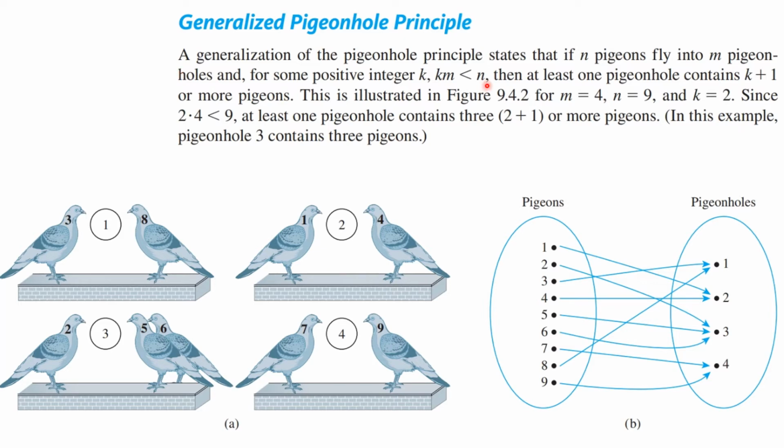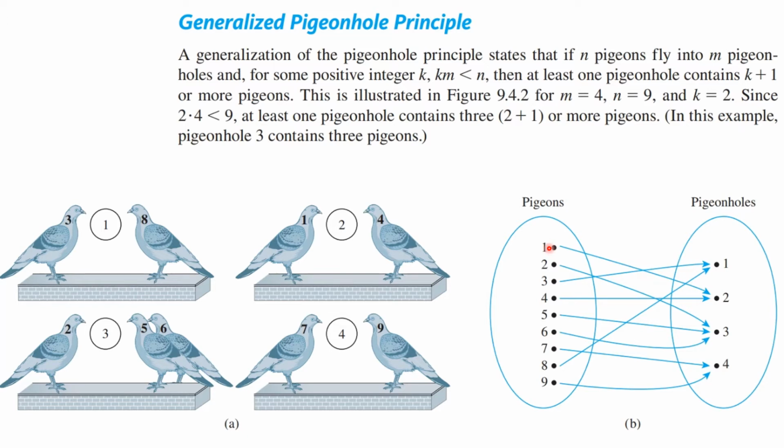If n pigeons fly into m pigeonholes, and for some positive integer k, where k times m is less than n, then at least one pigeonhole must contain k plus 1 or more pigeons. And that's kind of complicated to think about, but let's look down here. We have 9 pigeons, and we have 4 pigeonholes.